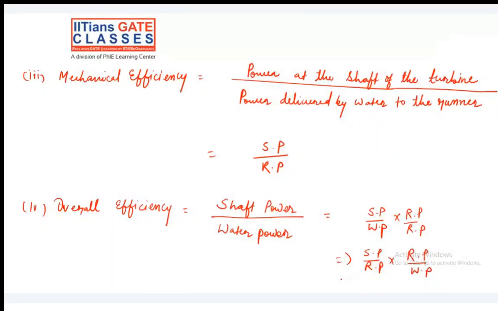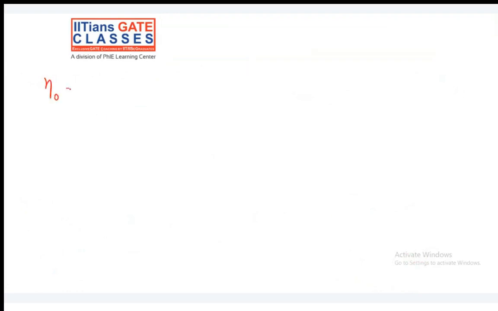Just now we have seen shaft power upon runner power is mechanical efficiency, denoted by eta m. So can I write this one as eta m? And runner power upon water power, can you recall what that was? It was hydraulic efficiency. So if somebody asks what overall efficiency is, I will immediately tell him that overall efficiency is nothing but mechanical efficiency multiplied by hydraulic efficiency. I hope the efficiency parts are clear.